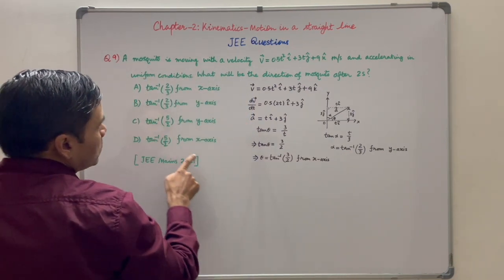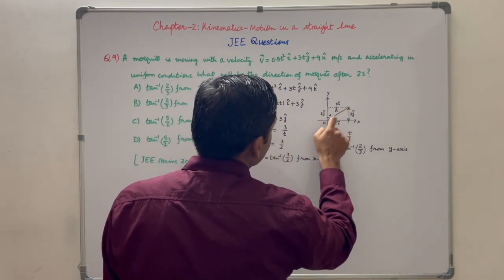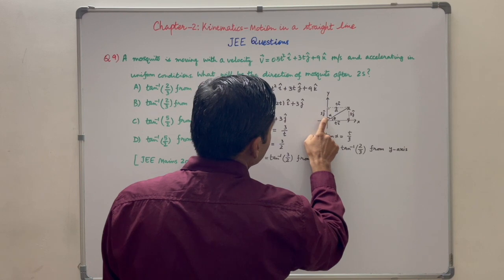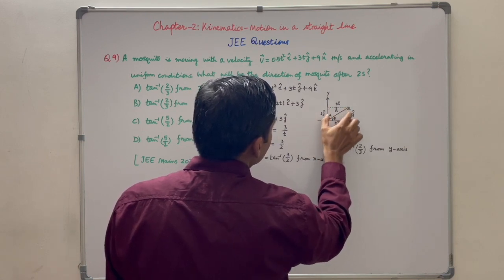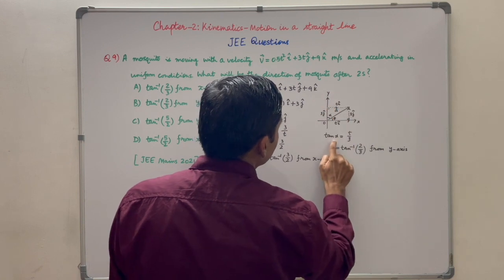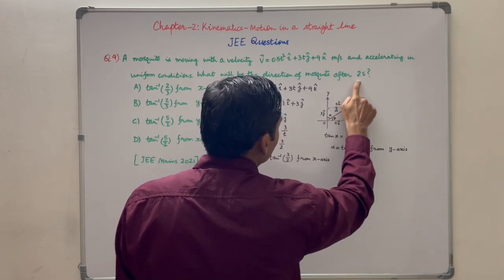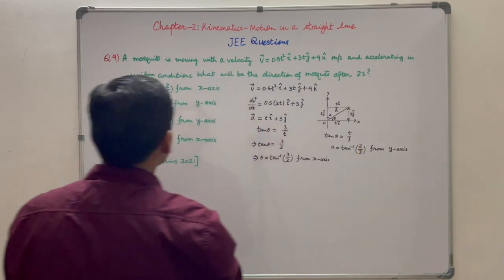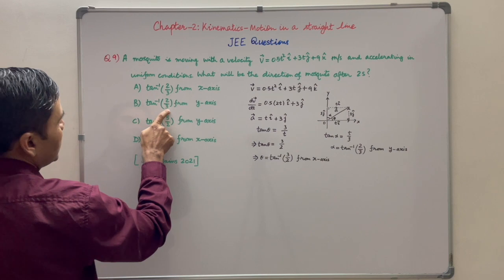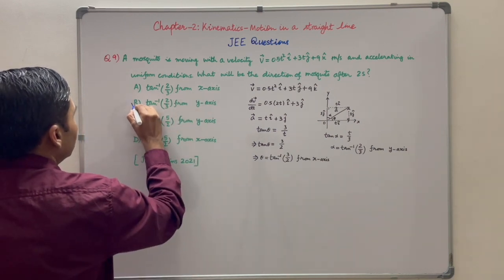No. So we need to check from the y-axis. Suppose this acceleration vector is making alpha with the y-axis. Then tan alpha in this right angle triangle will be t/3. Put the value t = 2. So alpha is tan inverse 2/3 from the y-axis. So option B is correct.